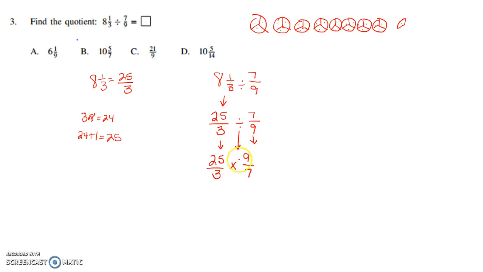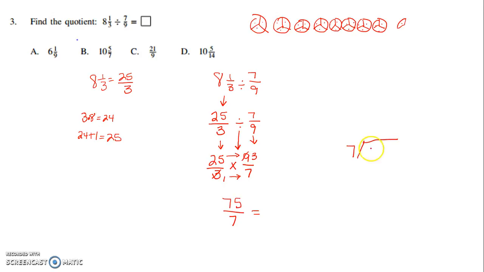Now, you can multiply straight across the top, straight across the bottom, and then divide in your final step. Here I can already see 3 goes into 3 once, 3 goes into 9 3 times, so I'm going to simplify before I multiply. Then I'll multiply straight across the top, straight across the bottom. 25 times 3 is 75. 1 times 7 is 7. Then the question is, how many times does 7 go into 75?